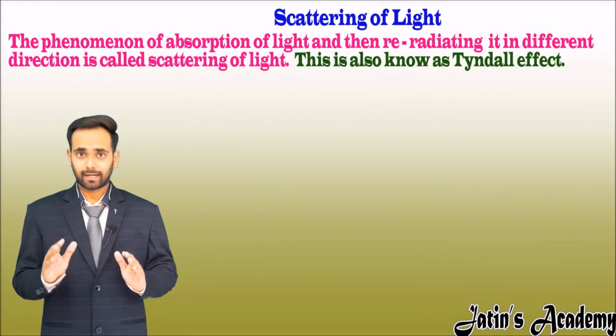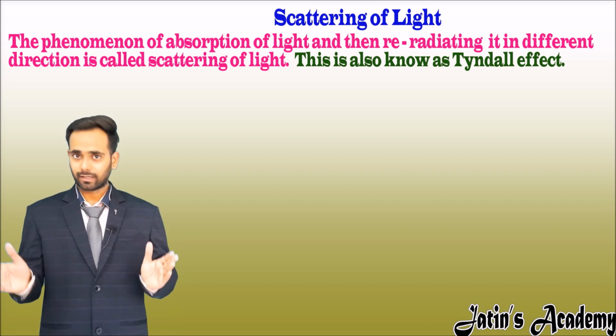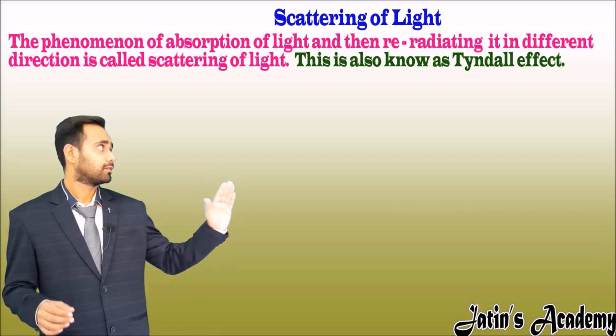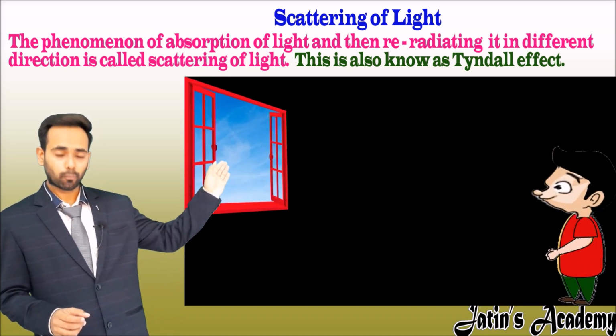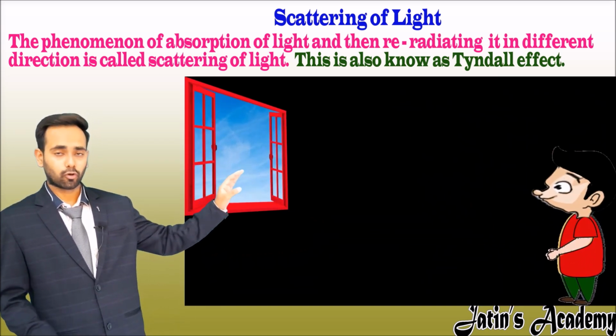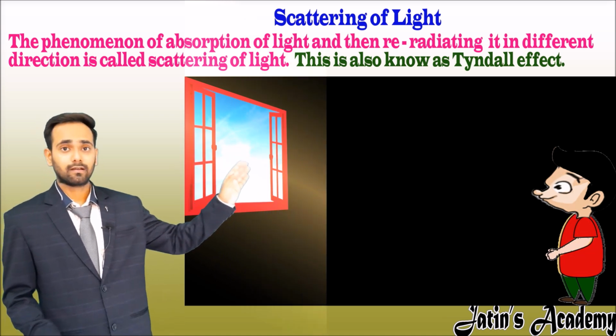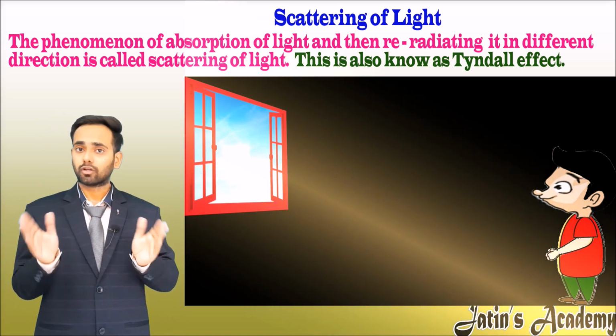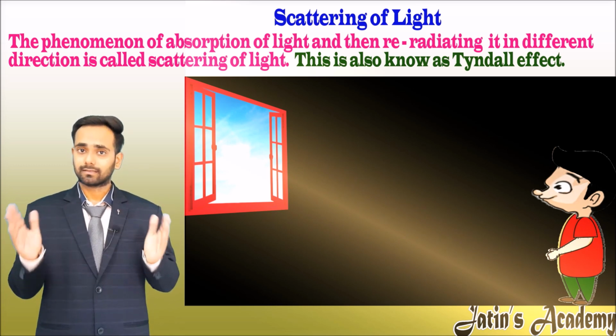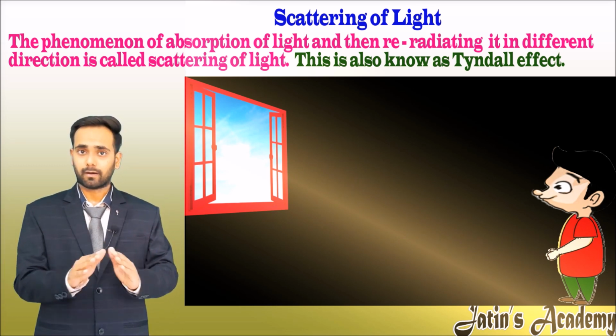Let us understand the Tyndall effect or scattering of light with an example. Here a person is in a dark room and there is one opening in the room. From that opening sunlight is coming. In the sunlight he is able to see the path of the sunlight. Now let us understand how he is able to see the path.